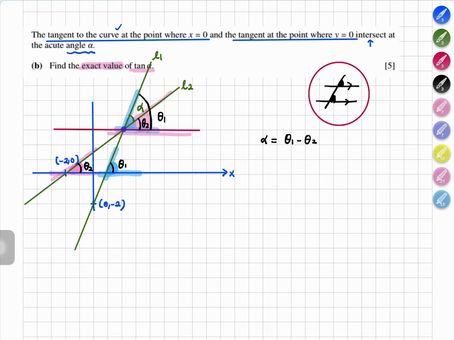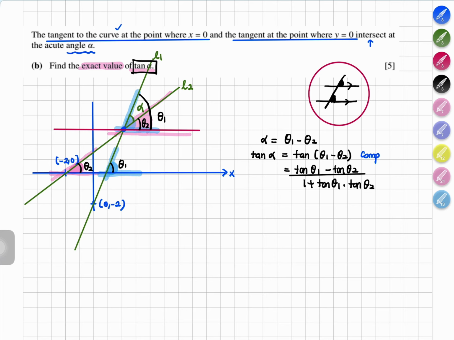Because the question gave me an instruction to find the value of tangent alpha, I am going to write the tangent for the alpha like that, tangent alpha. So if I balance it, I'm going to get tangent of theta 1 minus theta 2. At this point, you know that you can use compound angle and expand the formula. So what is that? Tangent theta 1 minus tangent theta 2 divided by 1 plus tangent theta 1 times tangent theta 2.